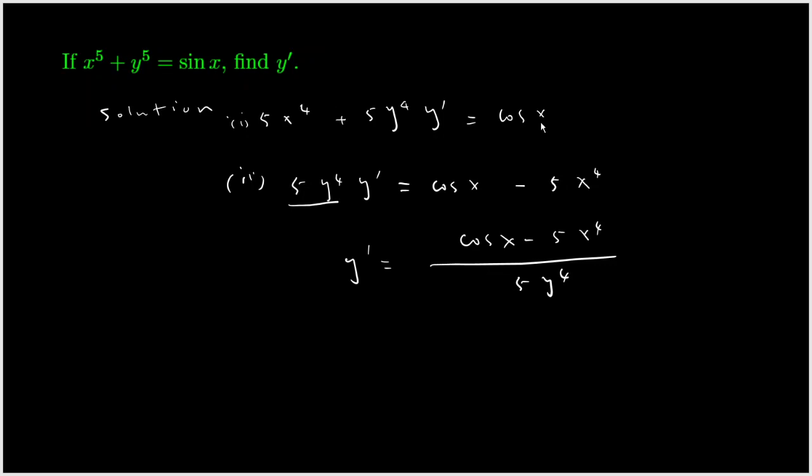In the final answer it's permissible to have y, but it's not permissible to have y prime. We are looking for y prime. The reason is that in many cases, probably not in this case, it's hard to solve the given equation for y. So that's why you can leave the answer like that. Any questions? Simple?